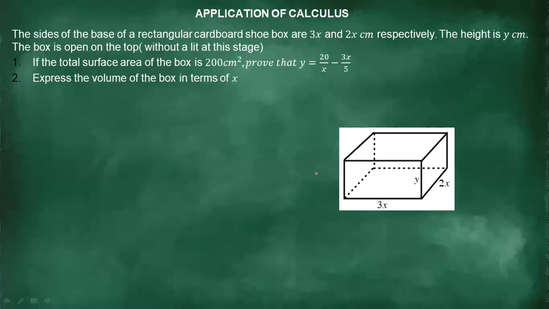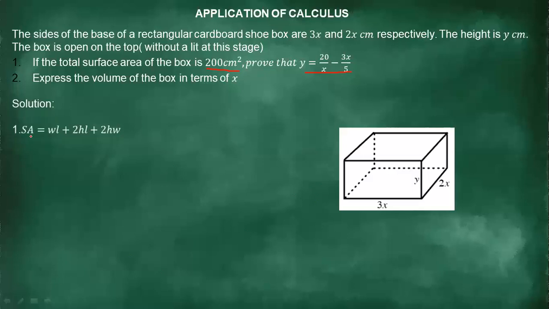Now, the first question says, if the total surface area of the box is 200 centimeters squared, prove that y equals this. You can see we are being given what? The surface area, which is 200 centimeters squared. The first thing you have to do is write the formula for the surface area, substitute, and then make y the subject of the formula. Then you'll be able to prove that. Let's see.